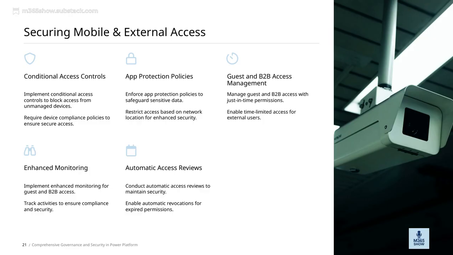for compliance and security. For managing guest and B2B access, just-in-time permissions are a game changer. They allow external users temporary access, which automatically expires after a set period. This way, we minimize lingering access and reduce security vulnerabilities. Now let's discuss app protection policies. These policies help us safeguard sensitive data by enforcing restrictions on how apps are used. For example, we can block access from certain networks or devices to prevent data leaks.